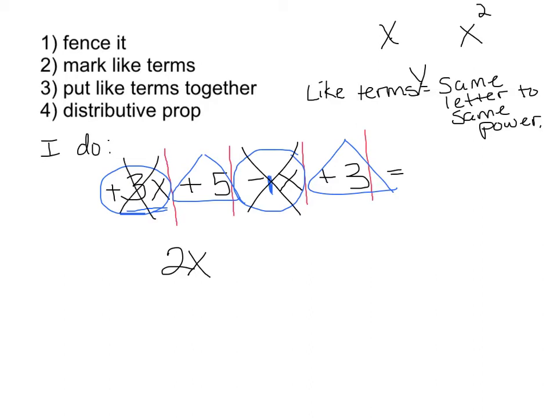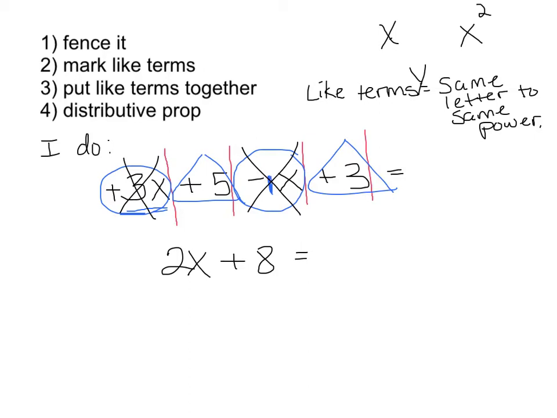And now I just need to combine the other 2 like terms, the 5 and the 3. Well, that's the math you learned in first grade. You have positive 5 and a positive 3. How much do I have? I have positive 8. Good. Positive 8.